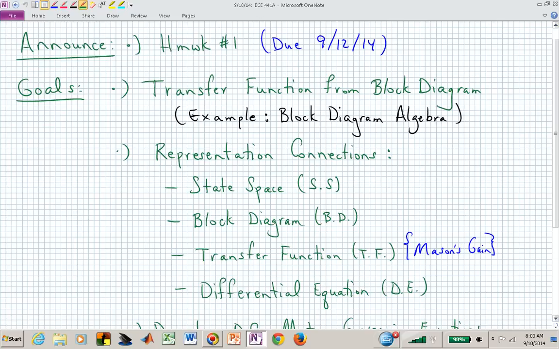Homework number 1, I have to keep reminding myself which class I'm in. Homework number 1 for this class is due Friday, and I think that's due at 11:59 p.m. You may turn it in class, you may turn it in to my mailbox in the ECE building, or you can submit it to the Dropbox if you have a means of scanning it.